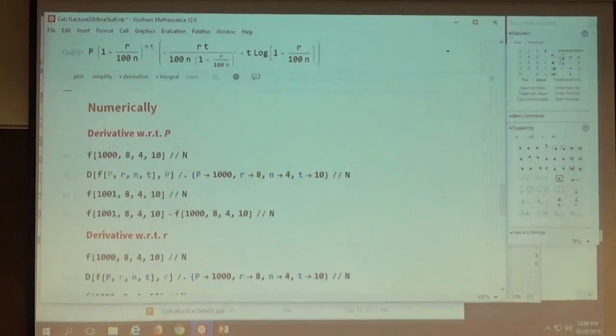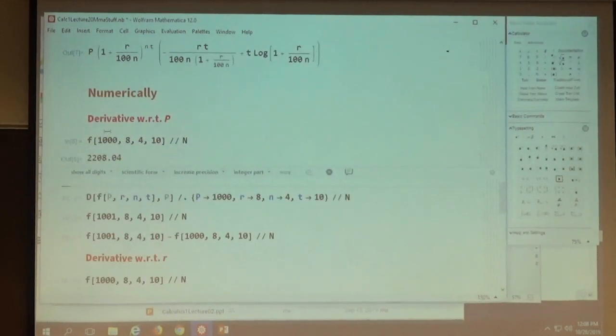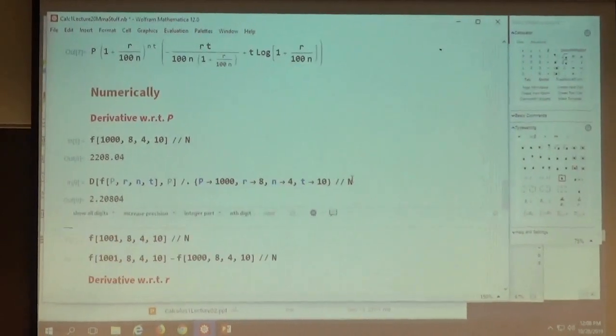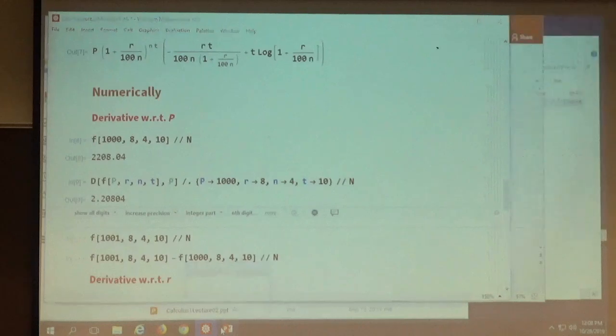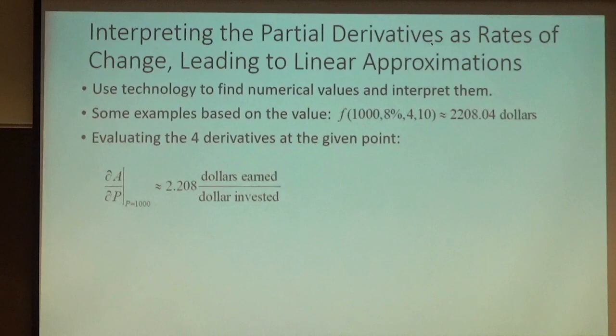Numerically, what does this mean, though? You can plug in these numbers into the function to, again, confirm this number up here, 2208.04. That's how much money you have after 10 years. What does the derivative of this function with respect to p equal to at the given point? All this stuff just means at the point p is 1,000, r is 8%, n is 4, and t is 10. This turns out to be the 2.208, just like I have in the slide here.